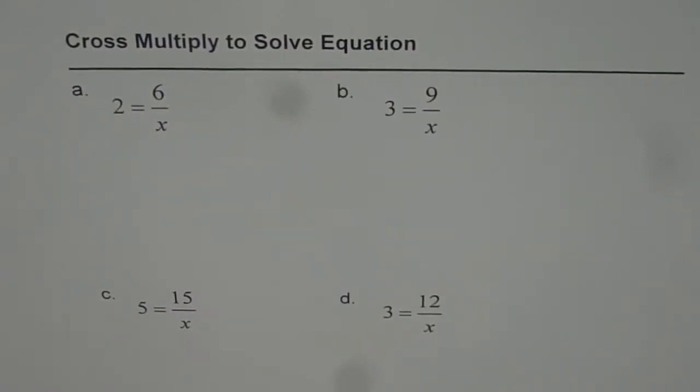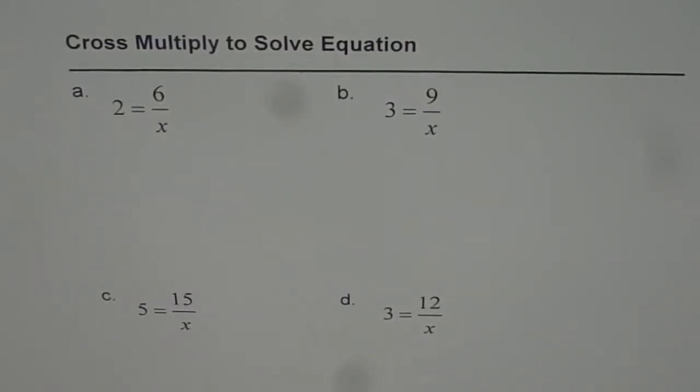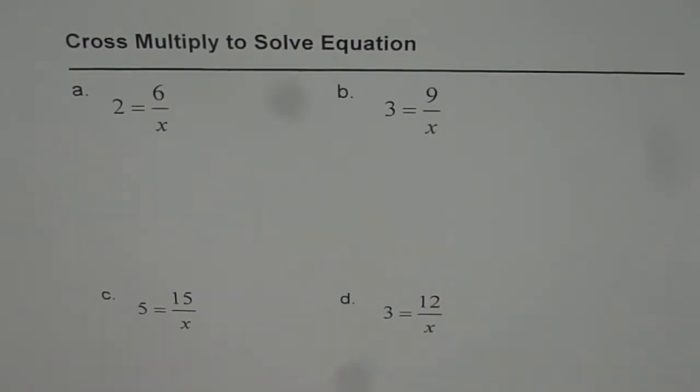I'll explain how to cross multiply and solve equations. We have 4 different equations here. I'll explain with the help of C and D, the last 2. Leave them for you to solve. And then I'll apply the explanation and solve A and B for you. I hope that works. Okay, so let's start with equation C, which is 5 equals 15 over x.